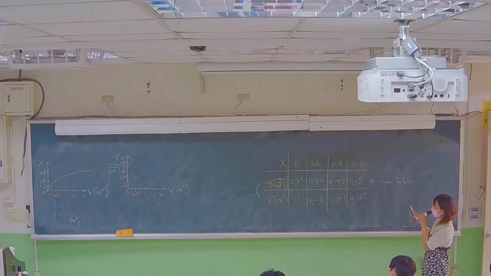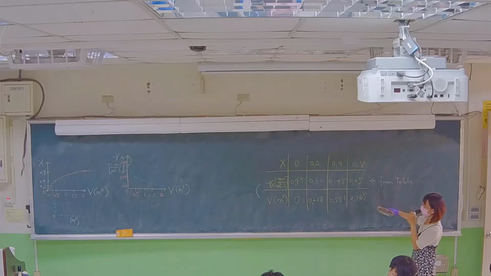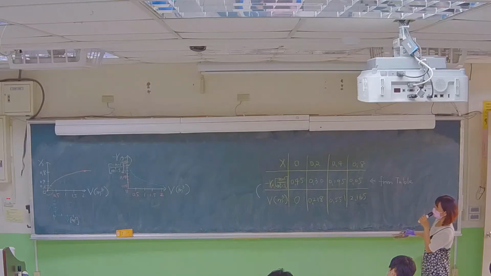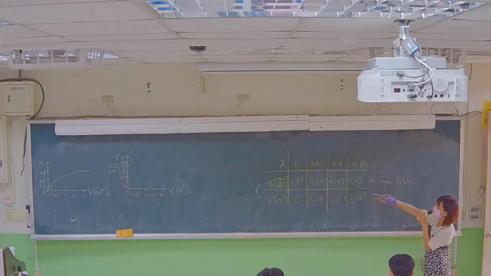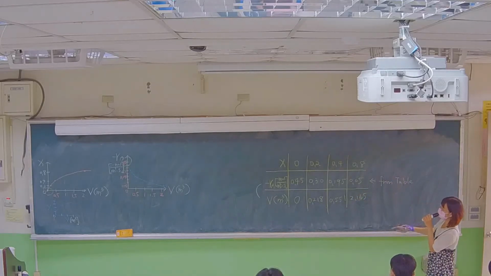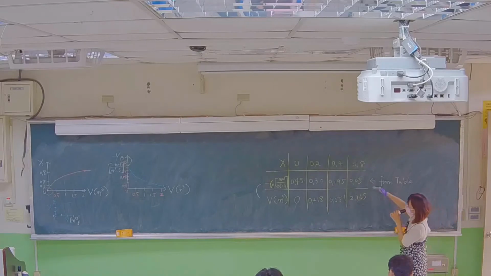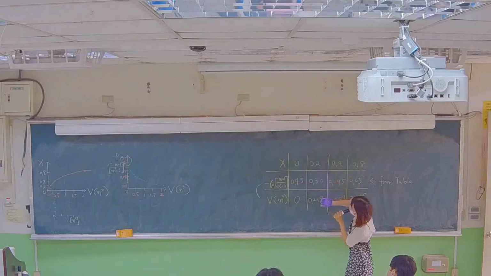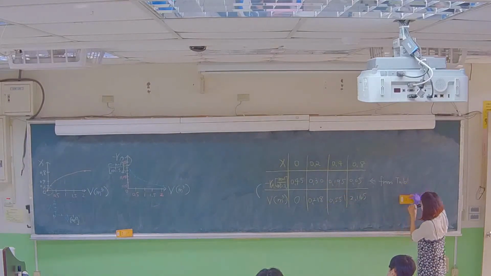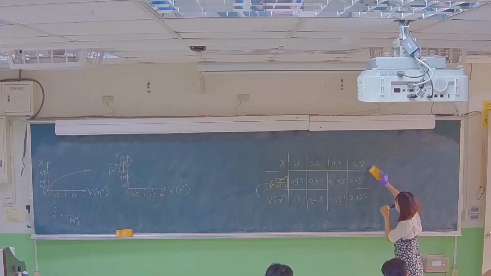I suggest you have this table first. It is better for you to draw the curve. Just collect all the data for yourself. It is easier for you to have data, right? Let's go to the next example.